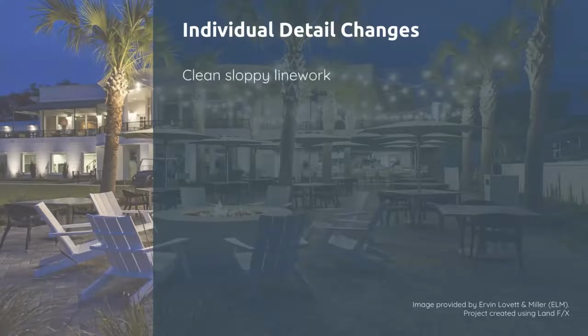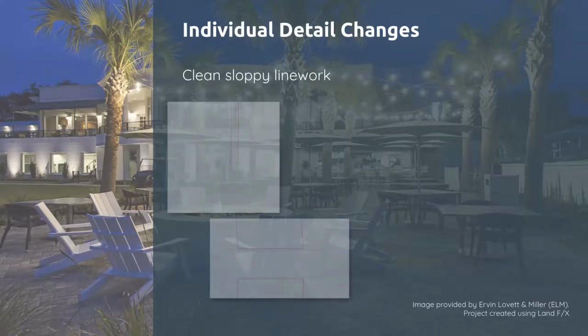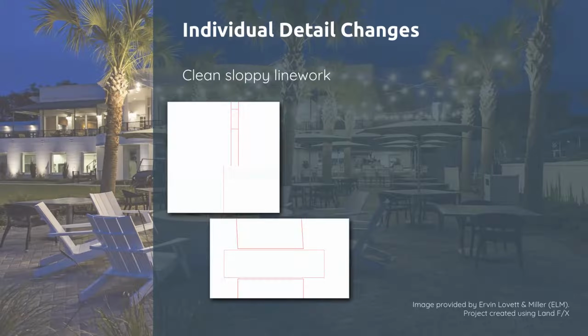What we'll be looking for is, first of all, some sloppy line work. We want to clean any of that up. Some examples here of sloppy line work might look like this. Now, these are two different cases, and there's definitely cases that are much worse. I just wanted to use these because they make my point.